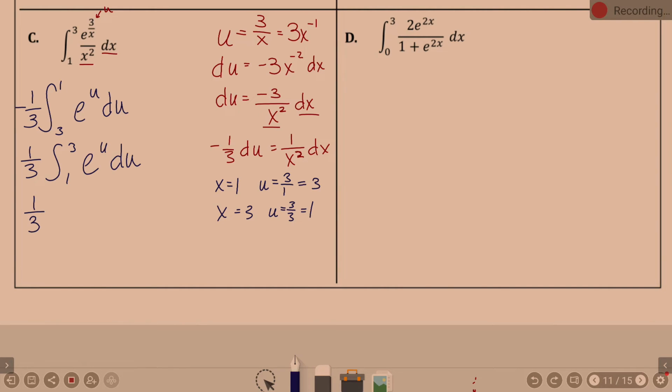Antiderivative of e to the u is e to the u. So then I'm going to say 1/3, I'm just going to leave that out front. I have e to the 3rd minus e to the 1st. You could leave it like that possibly.